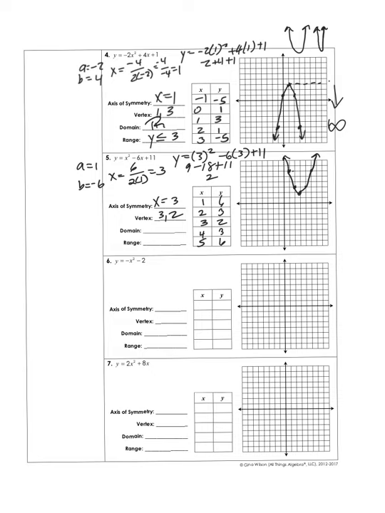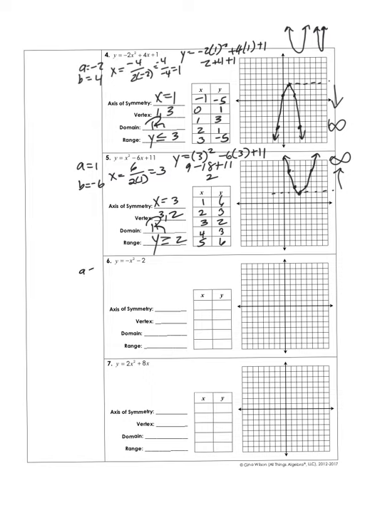Graph opens up because A was positive. Domain is all real numbers, and the range looks like this is at y equals 2, and it continues to go up forever to infinity. So y is greater than or equal to positive 2.